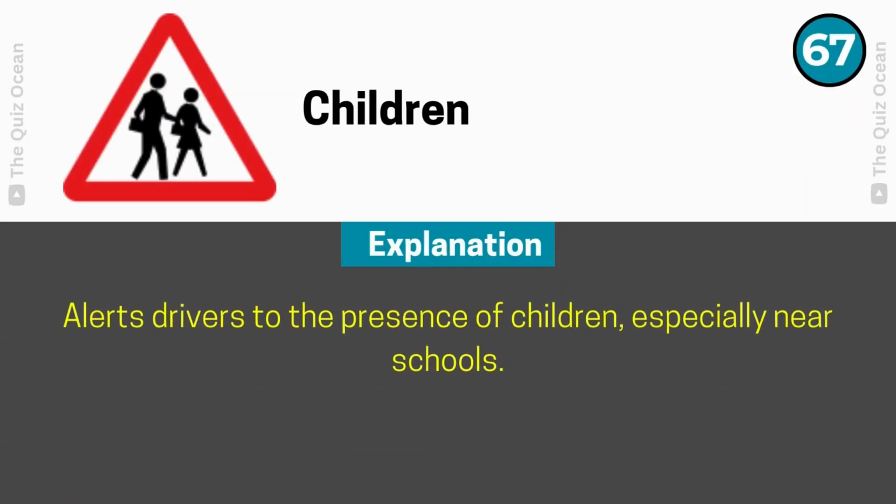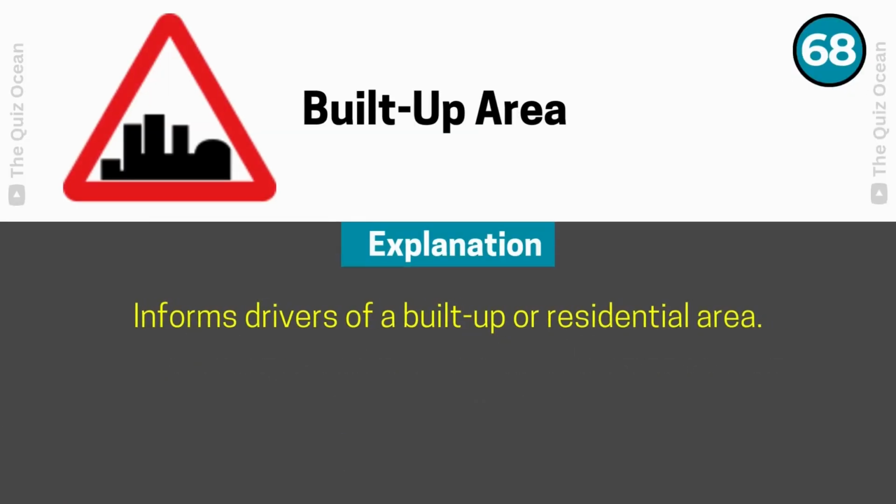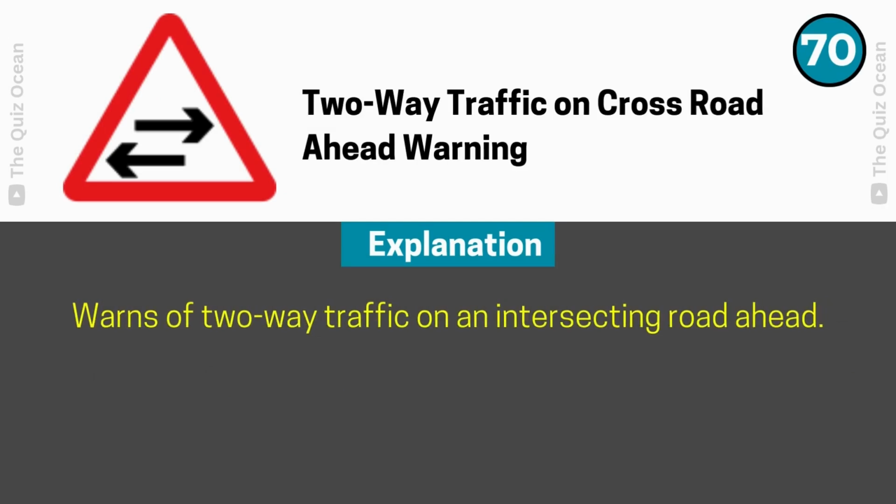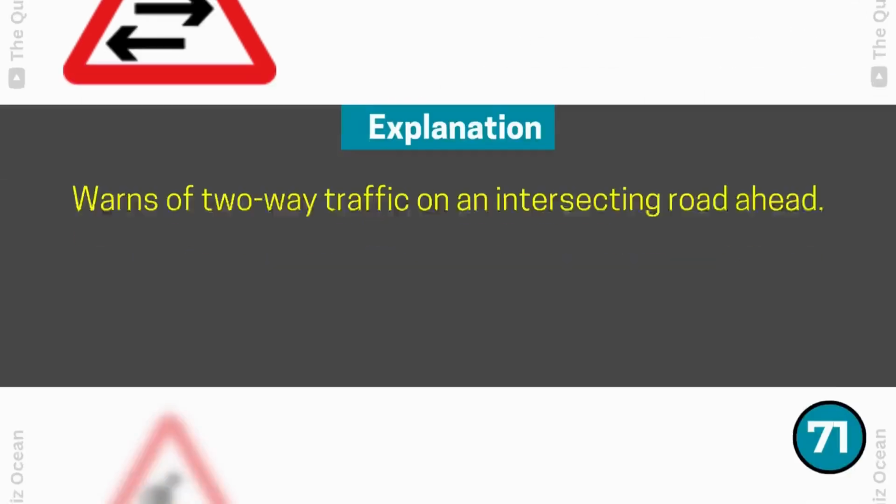Children sign alerts drivers to the presence of children, especially near schools. Built-up area sign informs drivers of a built-up or residential area. Two-way traffic sign alerts drivers that the road has traffic moving in both directions. Two-way traffic on crossroad ahead warning sign warns of two-way traffic on an intersecting road ahead.